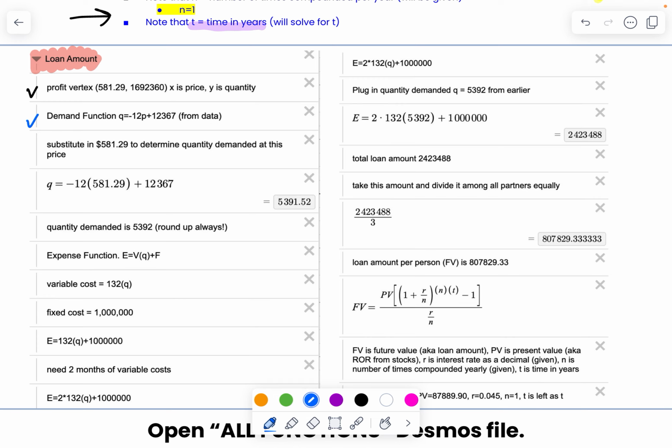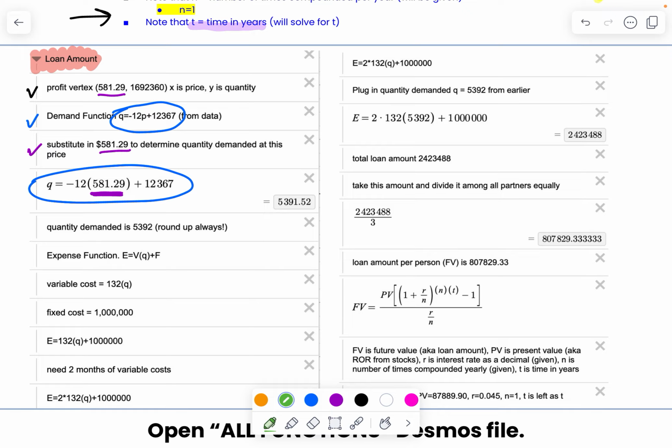I told myself what my demand function was from my data. Then I told myself that I was going to substitute in the price from here into the quantity to figure out what is the quantity demanded. So you can see that I took my demand function and I substituted, just essentially plugged in that price right here.